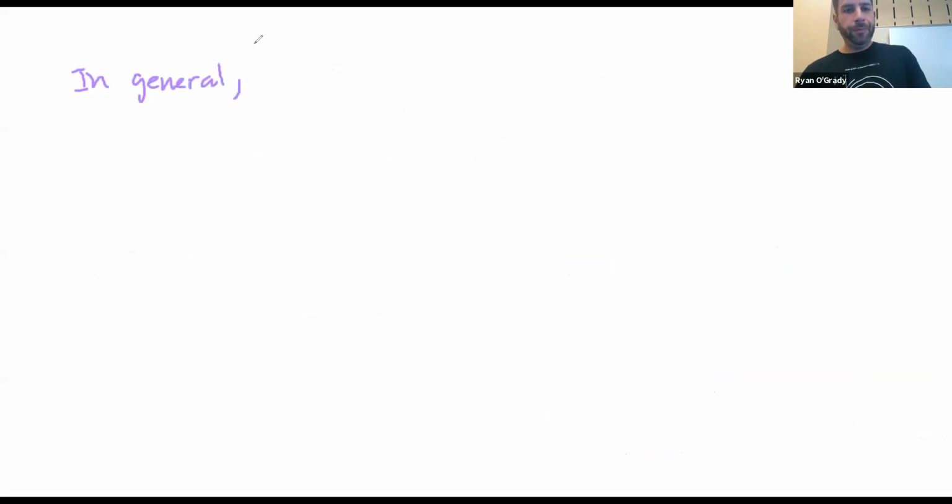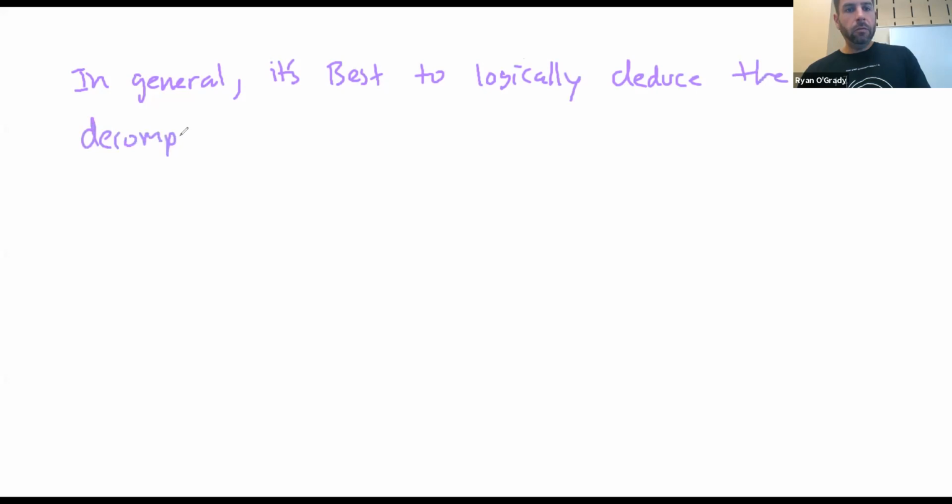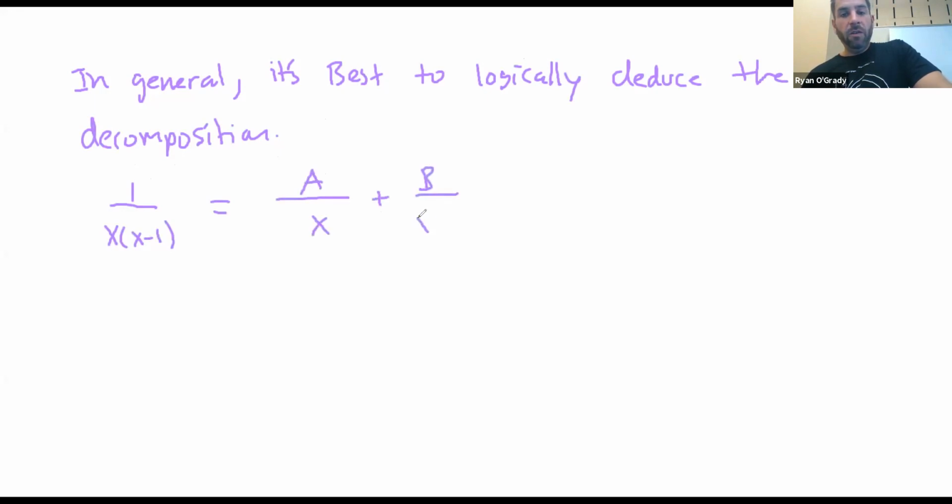So in general, it's probably best to logically deduce the decomposition. So here's one way you can do it. I'm going to start with 1 over x times x minus 1, and I want to determine the number a and the number b that make this true.